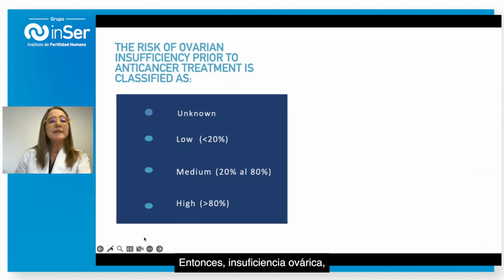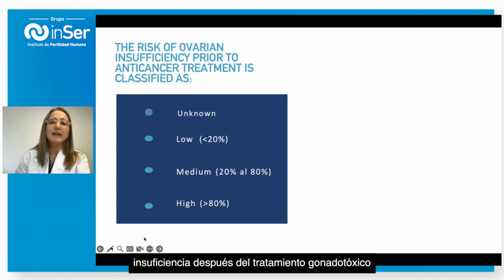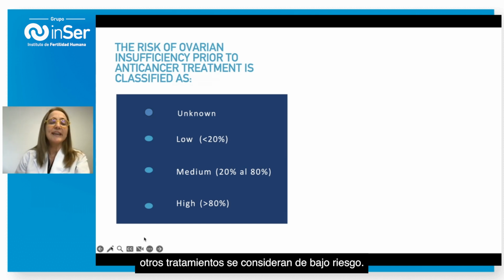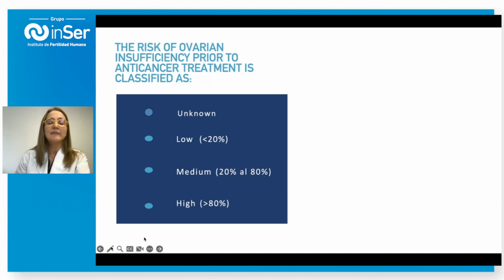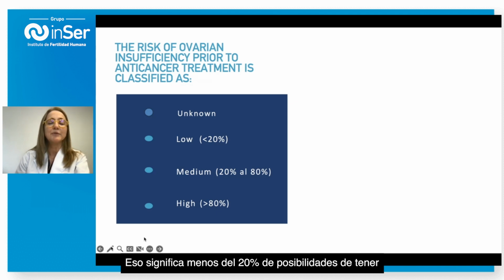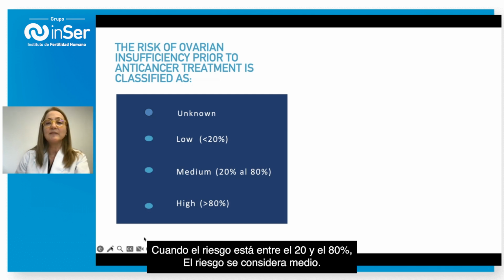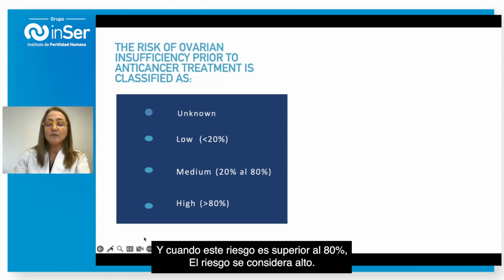So the risk of ovarian insufficiency after gonadotoxic treatment is classified in 4 groups. Some cancer treatments have no known effect on the ovaries or the gonads. Other anti-cancer treatments are considered low risk, and that means less than 20% chance of having a premature ovarian insufficiency. When the risk is between 20 and 80%, the risk is considered medium, and when this risk is above 80%, the risk is considered to be high.